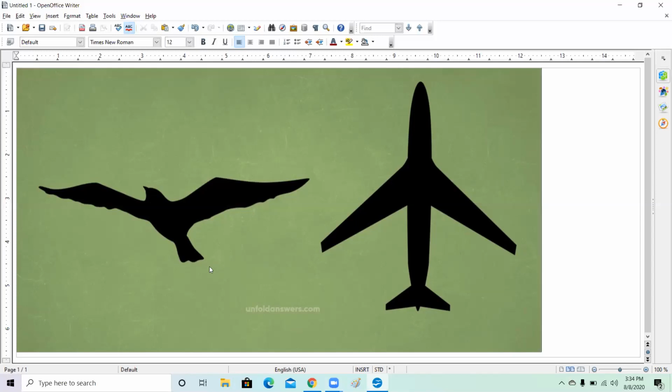Today we'll be talking and learning about plants and animals. We'll be learning about the difference between plants and animals. We're going to start with living or non-living. Let's see this picture. What do you see here? I see an airplane and I see a bird. All right, let's go to our book and read the question.